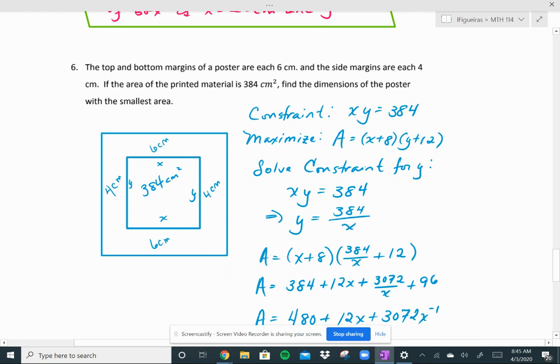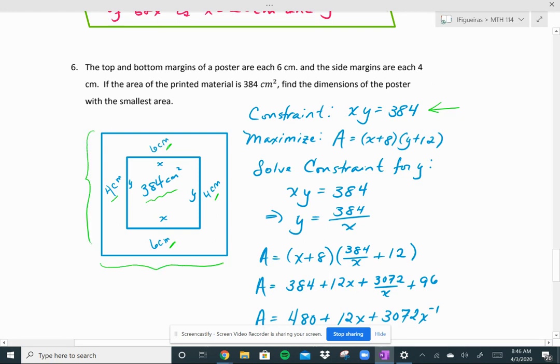All right, so here's our picture. Here are our margins. I have 6 centimeters above, 6 centimeters below. I have 4 centimeters on each side. And inside, the printed area is 384 centimeters squared. So my constraint is that printed material. So I'm letting the dimensions of the smaller rectangle on the inside be x and y. So my constraint is that x times y is 384. Now I have to minimize the area of the entire poster, which is this and this.